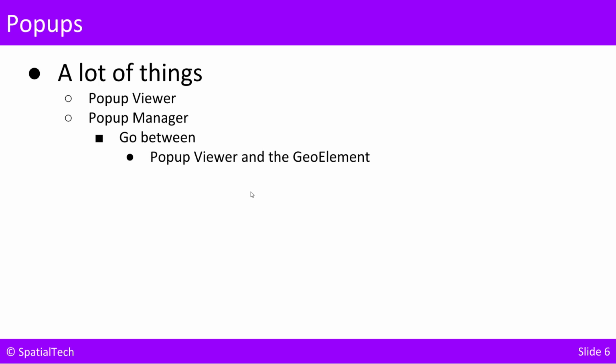So the pop-up manager, like I said, is that go-between between the view, what the user is interacting with, and this thing called the geo element. Now this is a new term, geo element, and we'll get into what that is. It seems to be tied to object ID, that column that ESRI uses as the primary key, so you can uniquely identify which feature we're talking about. A feature is a type of geo element, just so you know.